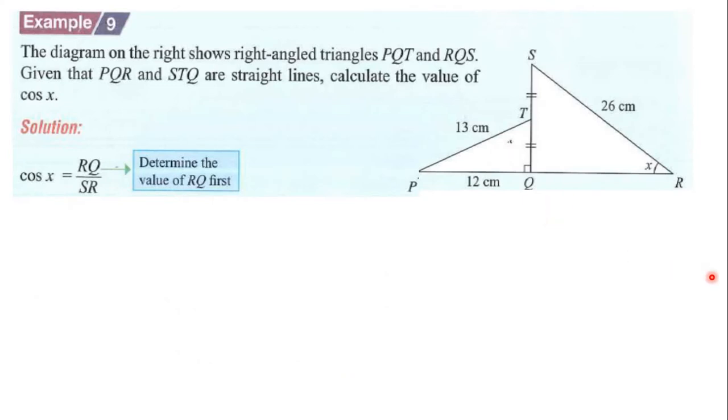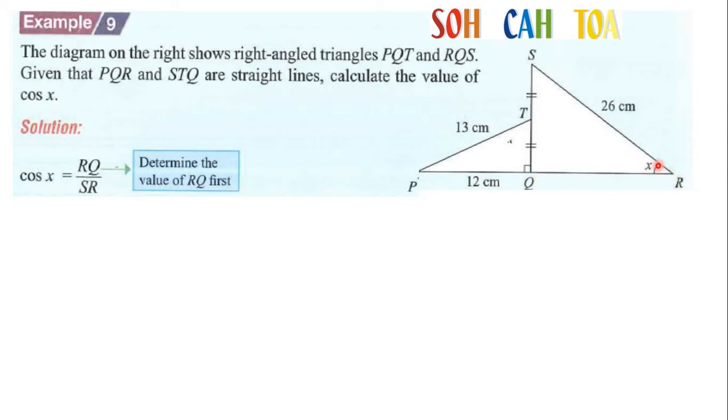Alright, now let's look at example 9. Another example. The diagram on the right shows right angle triangles PQT and RQS. Given that PQR is a straight line, calculate the value of cos X. Now you want to know cos X. Okay, you know that cos is adjacent over hypotenuse.